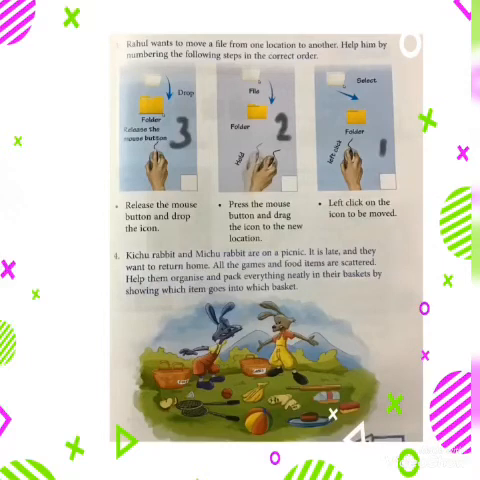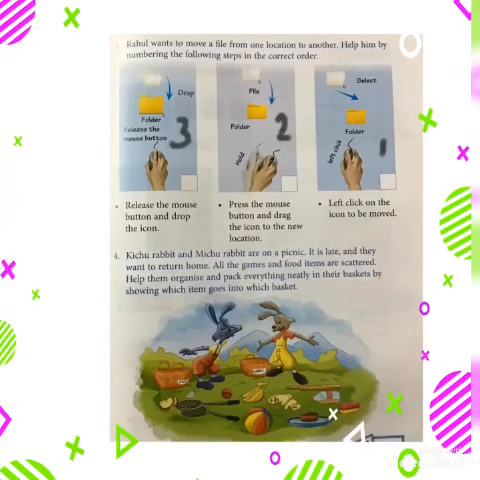And your fourth question is, Kichu rabbit and Michu rabbit are on a picnic. It is late and they want to return home. All the games and food items are scattered. Help them organize and pack everything neatly in their basket by showing which item goes into which basket.